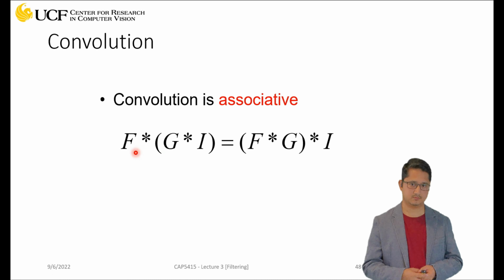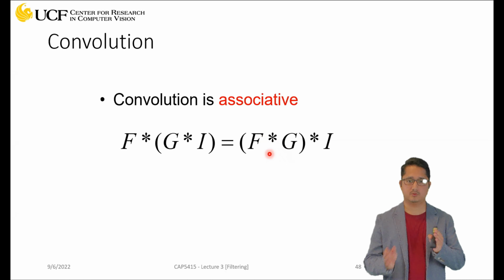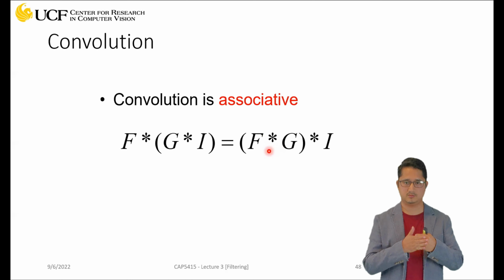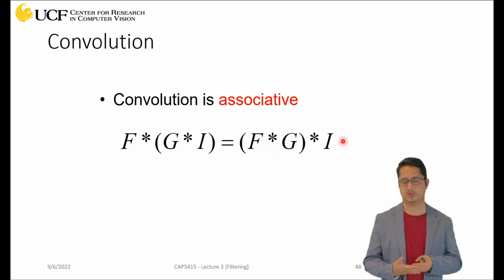But what about the right hand side, applying F to G? Right. Whatever result you get using this operation, even if you just perform convolution of the kernels first, that will give you just one kernel. And if you use that kernel to perform filtering on the image, the result is not going to change.